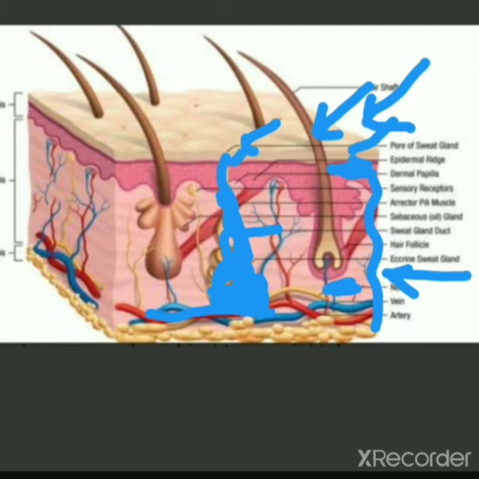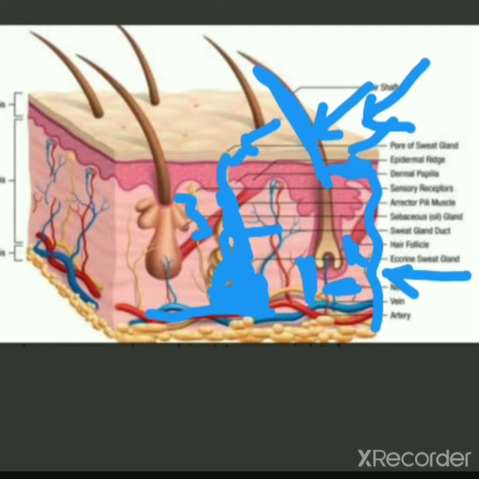Number 2, the hair. The hair consists of the hair follicle in the dermis layer and the hair on the surface of the epidermis. The hair follicle is surrounded by a fatty gland. What is the importance of this fatty gland? This fatty gland is responsible for facilitating the exit of the hair from the skin and keeps the hair soft and moist. This is the function of the fatty gland.